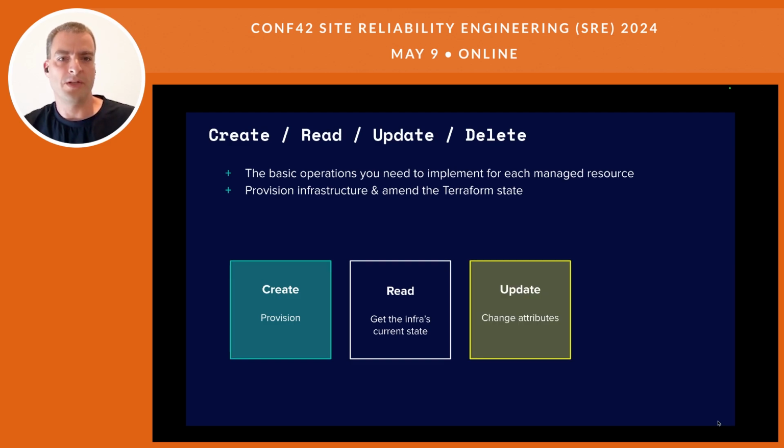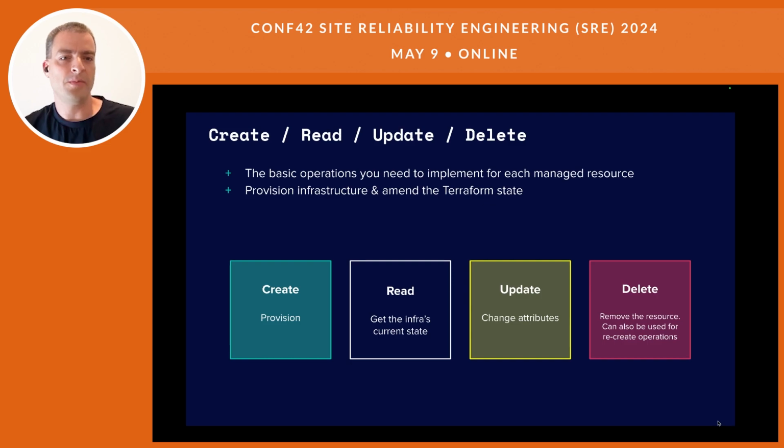An update operation changes attributes that can be changed. And obviously not every attribute in the infrastructure can be changed. And a delete operation removes the resource. Terraform core sometimes uses a delete operation to change resources that cannot be changed. If there's an immutable attribute, Terraform core will destroy and recreate the resource to change that attribute.